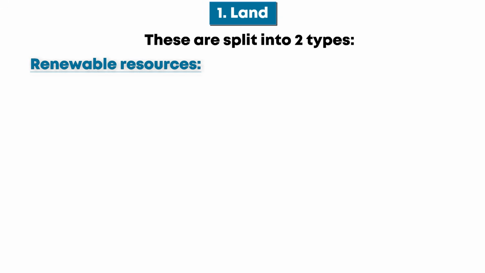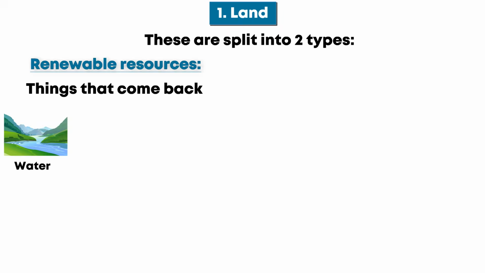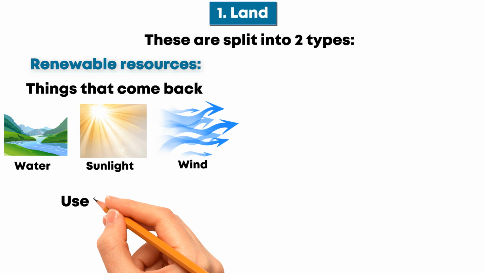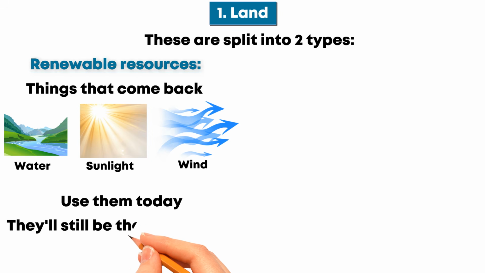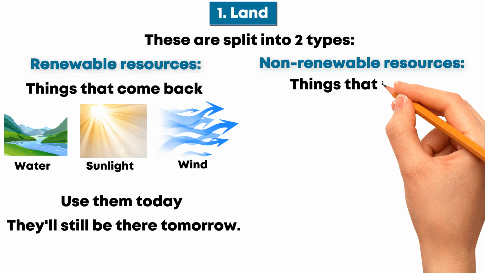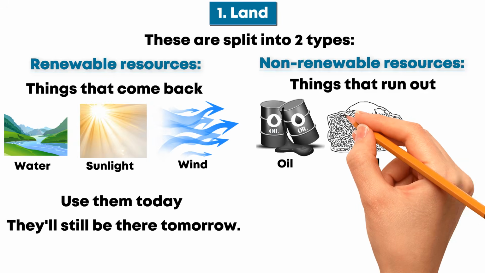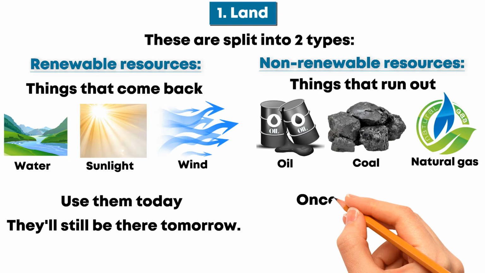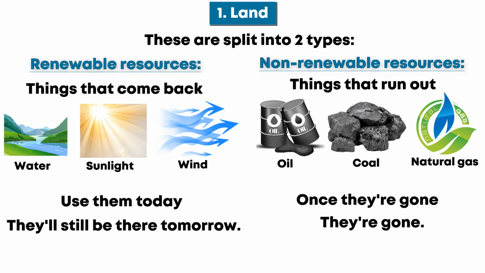Renewable resources, things that come back, like water, sunlight, and wind. Use them today, they'll still be there tomorrow. Non-renewable resources, things that run out: oil, coal, natural gas. Once they're gone, they're gone.